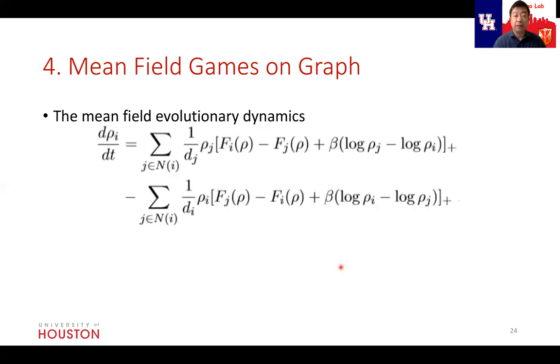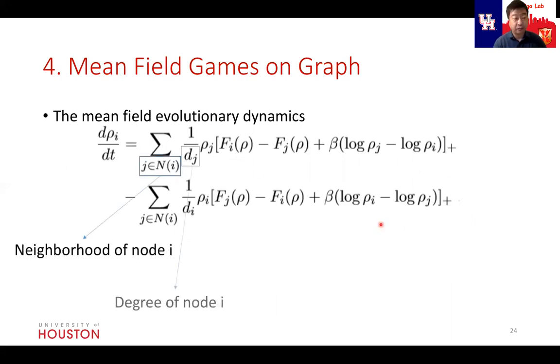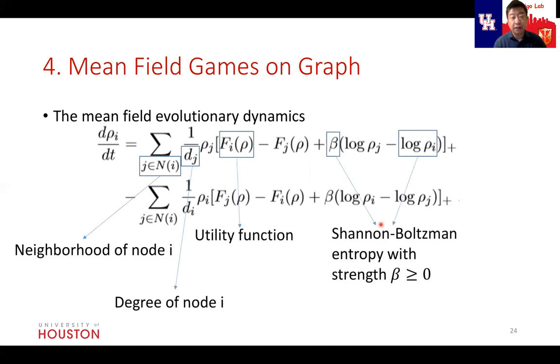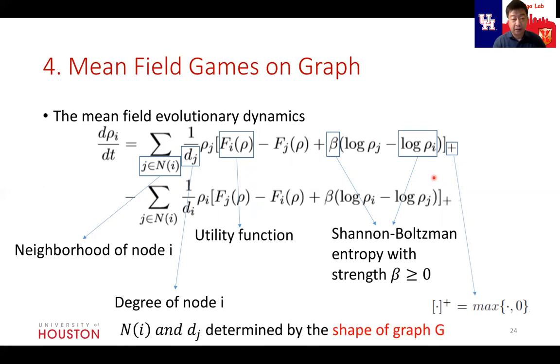Okay, so basically in this case, the mean field evolution dynamic can be quantified by this kind of equation. Here is a neighboring node and the utility function. And this is the Shannon and Boltzmann entropy. This is a certain noise. So this is basically the dynamic of such a mean field evolution. And here is the definition.